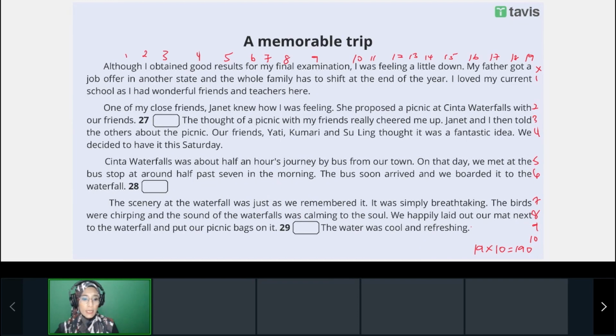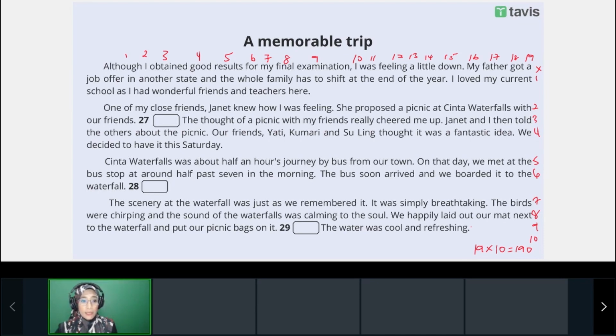All right, now let's go to the previous slide. Mind you about the numbers here. Let's just have a go at this. It says here, although I obtained good results for my final examination, I was feeling a little down. My father got a job offer in another state, and the whole family has to shift at the end of the year. I loved my current school as I had wonderful friends and teachers here.